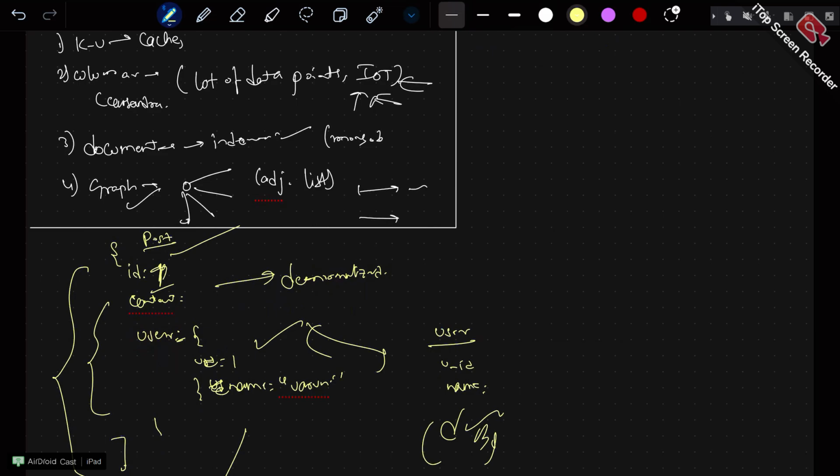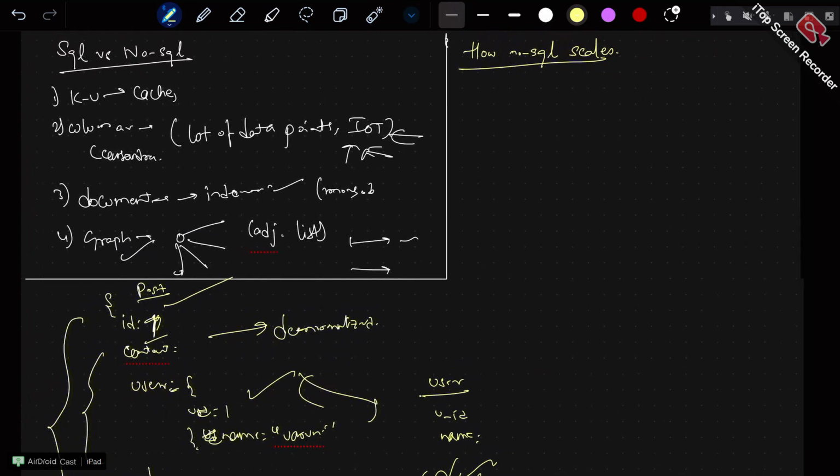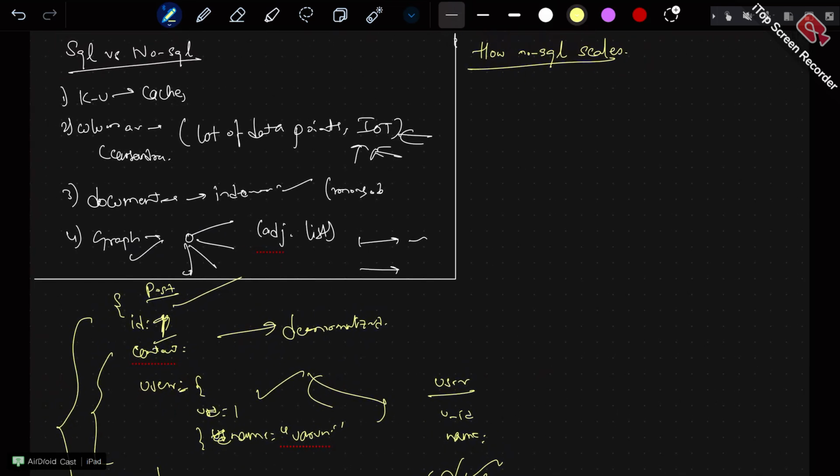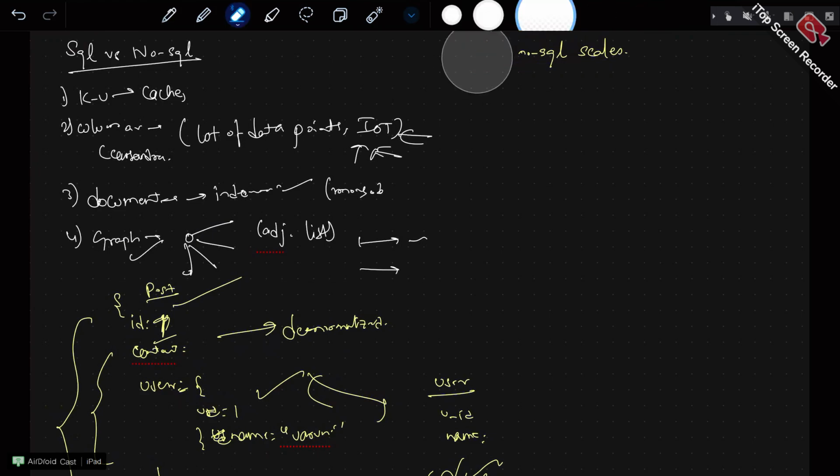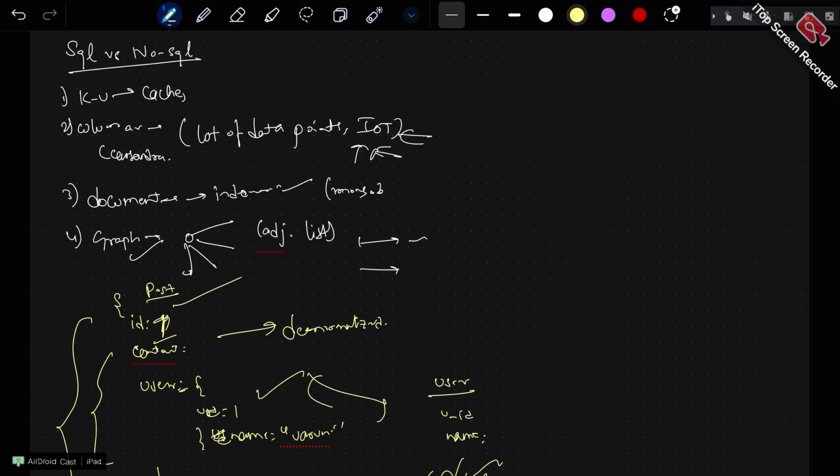I think I have not touched the shard joins yet. Before that, let me talk about joins in the case of databases. Let's talk about this point, just a minute. So how does NoSQL scale? Before that, there's something called normalization and denormalization.